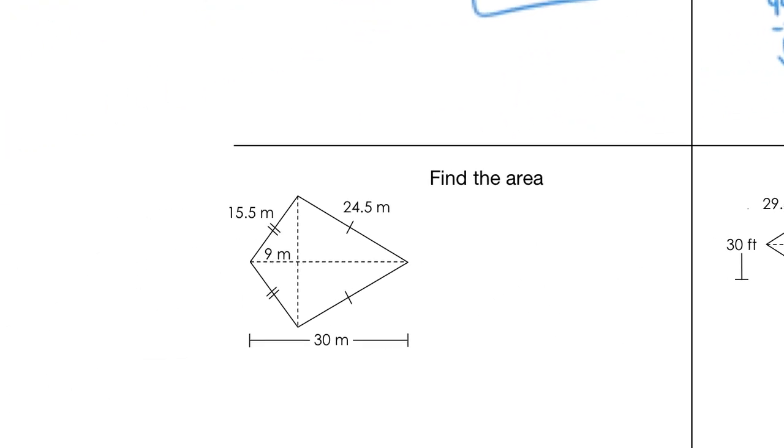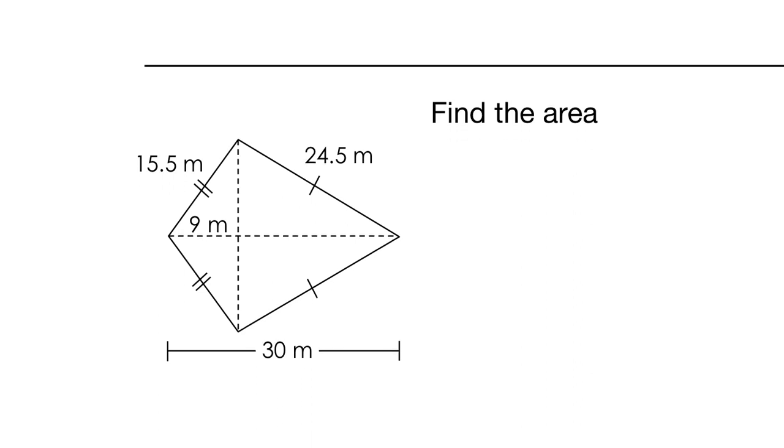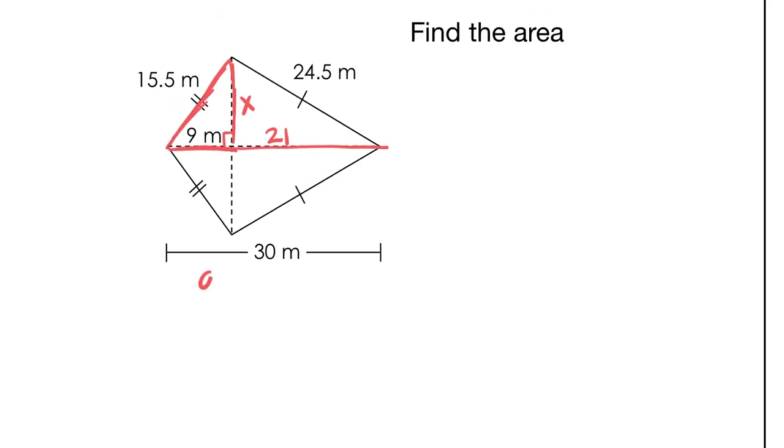Just a couple more here. Looks like we have one kite here. On this particular kite, we know this total diagonal is 30, which means this part might be 21. We actually don't need that, but it would be 21. But we can use just this triangle right here and the Pythagorean theorem to find this. We'll call it x. So underneath this picture, I'm going to do 9 squared plus x squared equals 15.5 squared. Solve that.